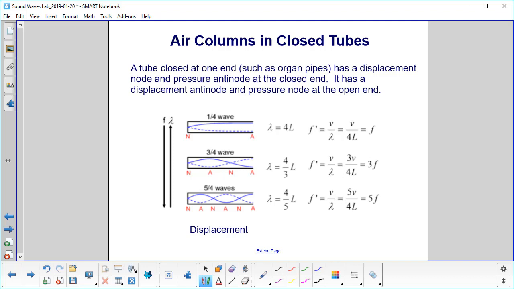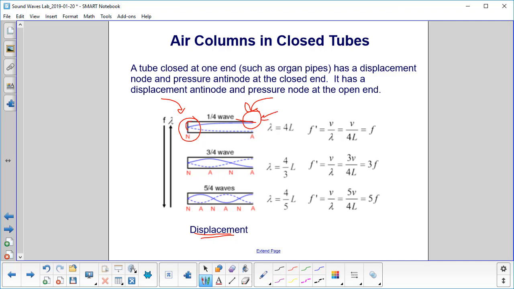Closed tubes have one closed end and one open end. Organ pipes are like that. It has a displacement node, and we're talking about displacement. So we have a displacement node at the closed end, which means we have a pressure antinode there. We have a displacement antinode at the open end. That's where the air here is just meeting the air outside, and it's the same displacement.